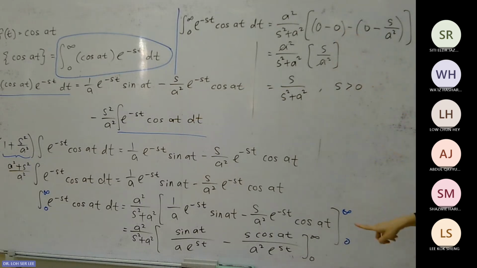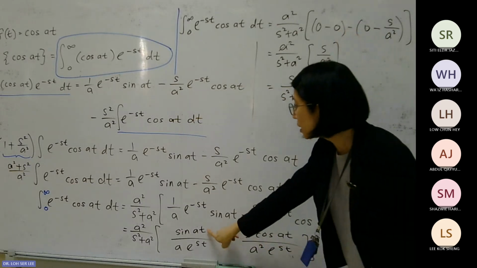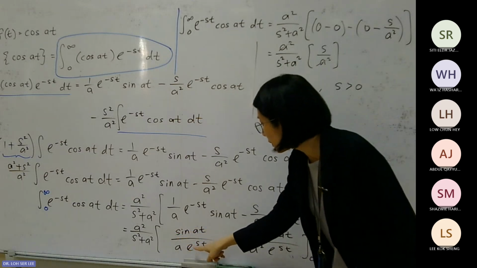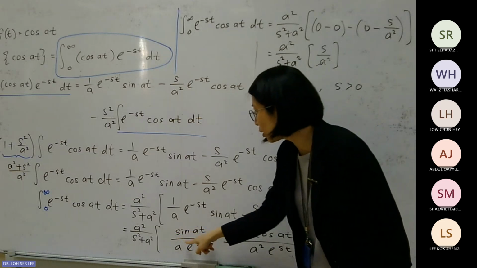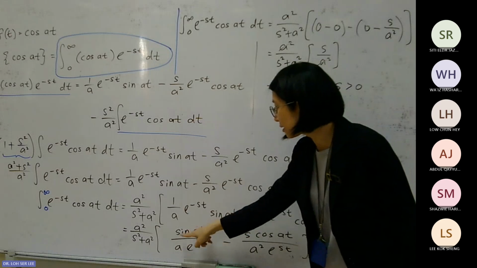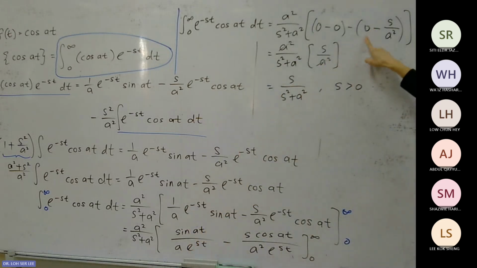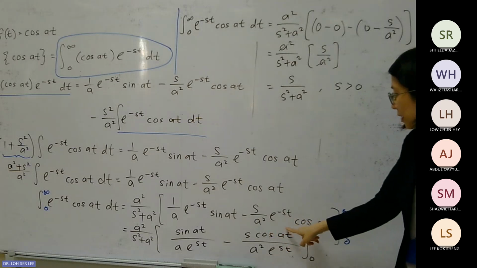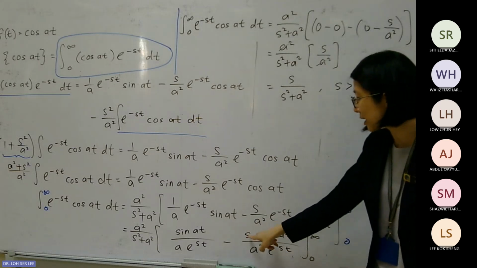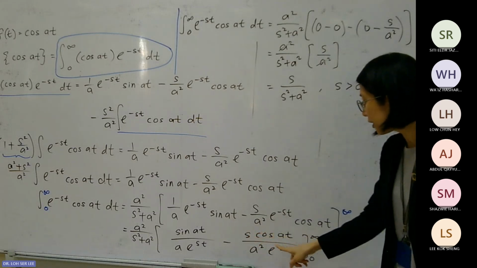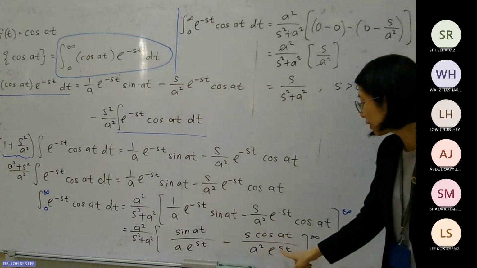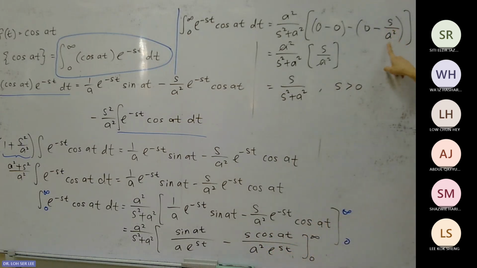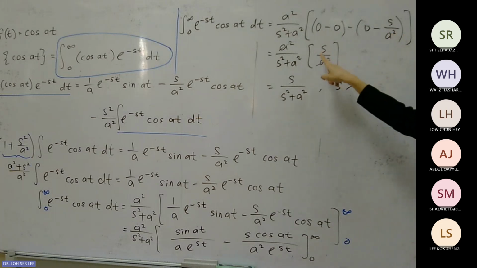Then minus the substitution of 0 into t. Sine 0 is 0, and e to the 0 is 1, so that's 0 over a, which is 0. For the cos function, cos 0 is 1, which means 1 times s, so you have s over a squared, because e to the 0 is 1. So this whole thing is s over a squared.